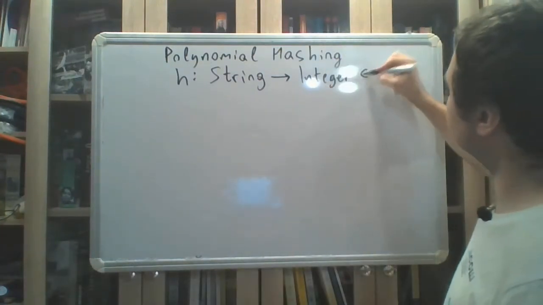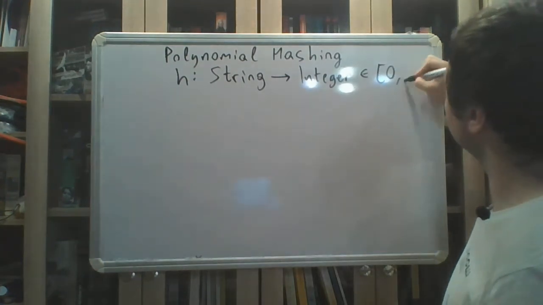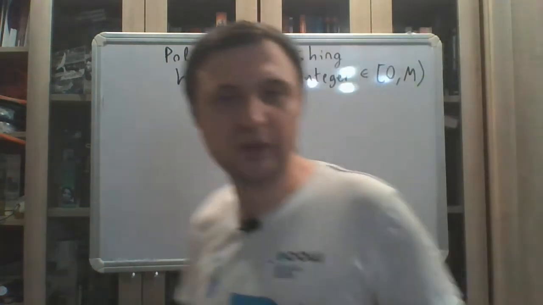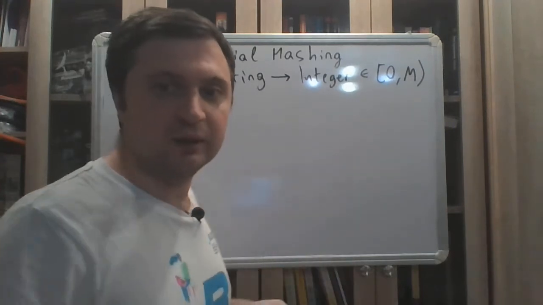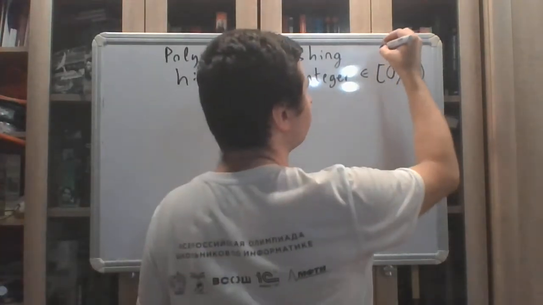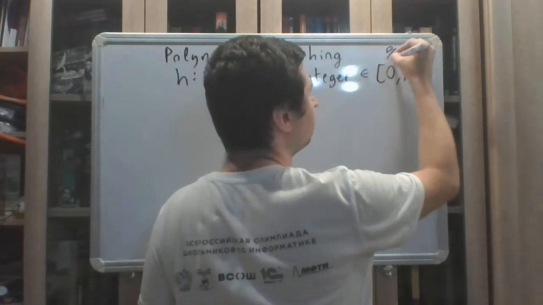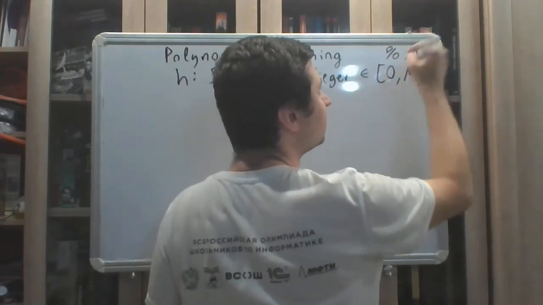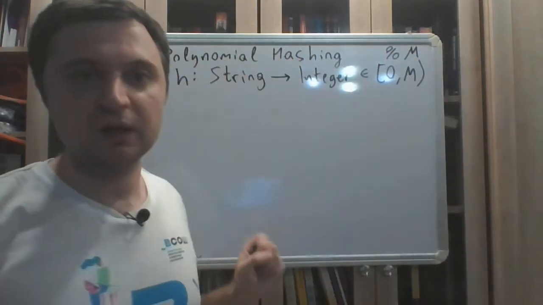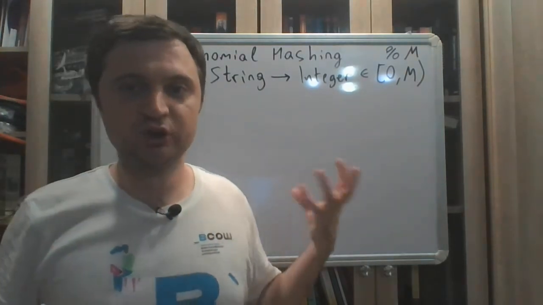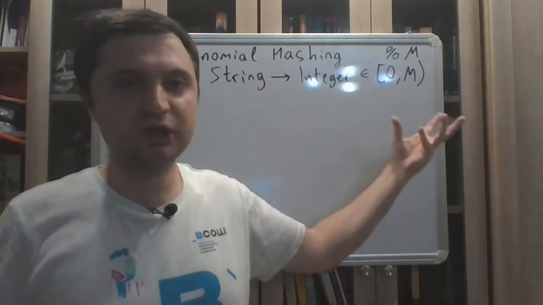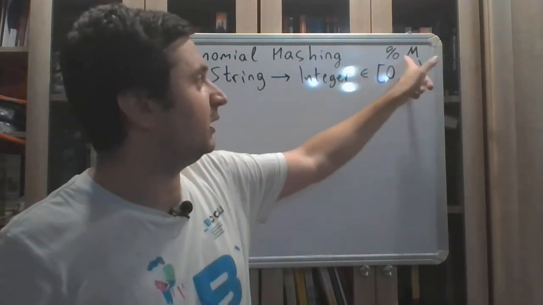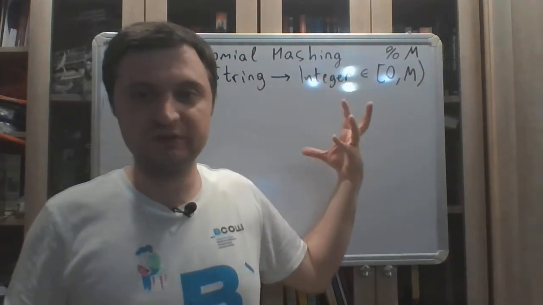Our integers will always be inside the interval from 0 inclusive to m exclusive. And even more important, we will just have everything in our lecture taken modulo m. So we will do all the integer arithmetics, taking every step in every operation by modulo m. We will be working only with positive integers.